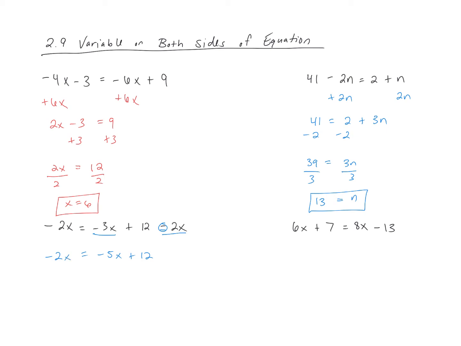Okay, and now I want to get my x on the same side of the equation. So I'm going to add 5x to both sides as the inverse operation. And negative 2 plus 5 is 3. I divide both sides by 3, doing the inverse operation, and we get 4.